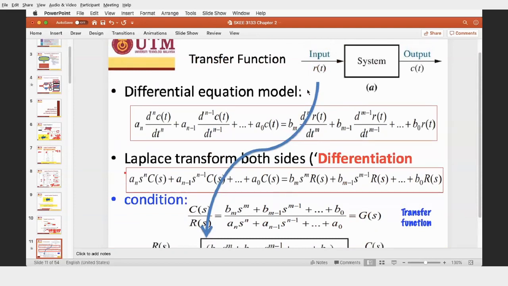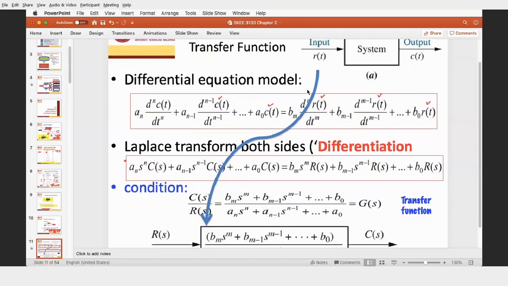This is just information. If you have a differential equation, something that involves force, velocity, and many components in your system, you have a_n times the n-th order derivative d^n c(t)/dt^n, and so on. This represents your output, equal to b_m times d^m r(t)/dt^m, and this is your input. This is just information, so don't worry about understanding it too deeply.